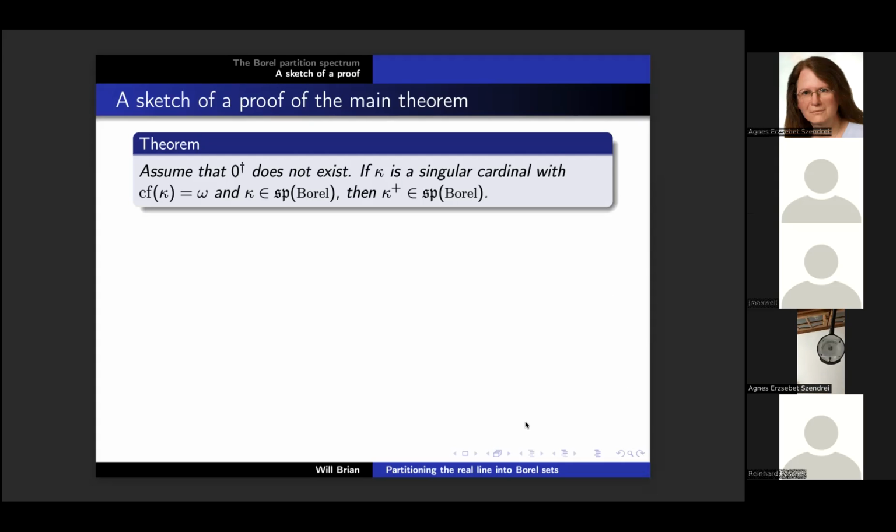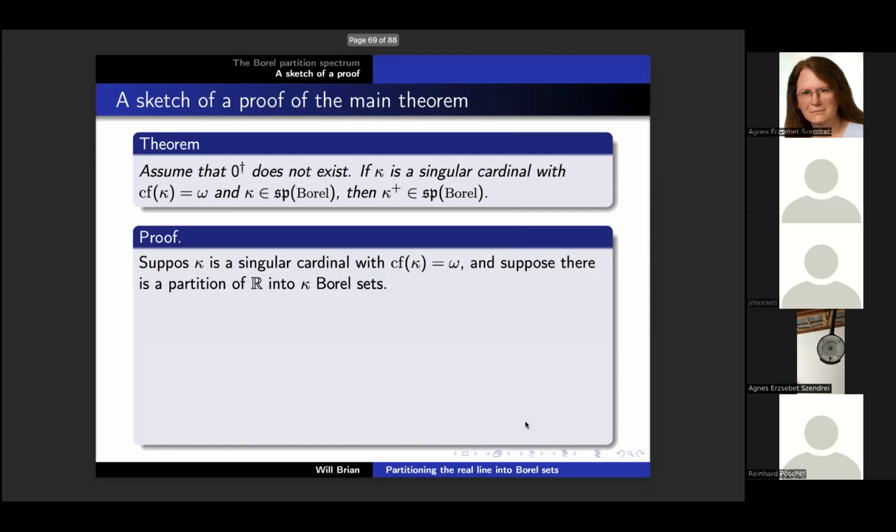Okay. So anyway, here's the theorem. I've reminded you what it says. Let's look at the proof. Suppose kappa is a singular cardinal with cofinality omega, and suppose there's a partition of R into kappa Borel sets. So we want to try to prove that there's also a partition into kappa plus Borel sets.